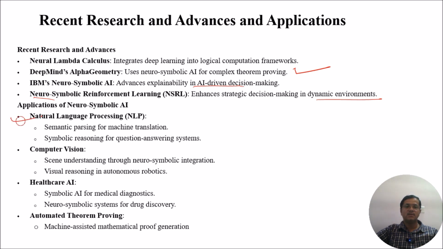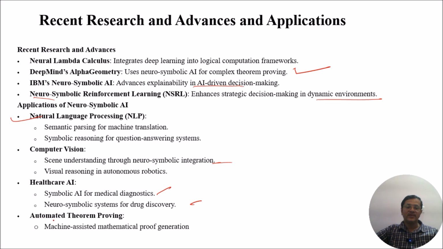So here is the summary of some application areas of neurosymbolic AI. First is natural language processing: semantic parsing and symbolic reasoning for question answering systems. Computer vision: scene understanding through neurosymbolic integration and visual reasoning. Healthcare AI: symbolic AI for medical diagnosis and neurosymbolic systems for drug discovery. This is also very important, because a lot of companies, universities, and organizations are actually focusing on this area.